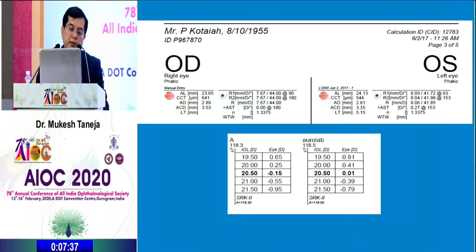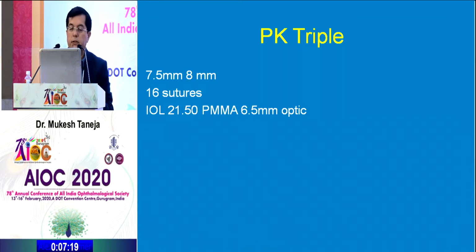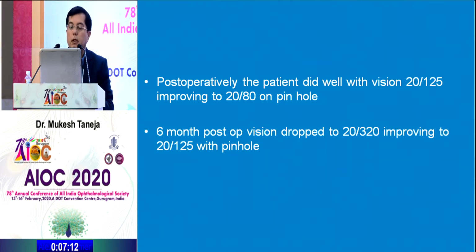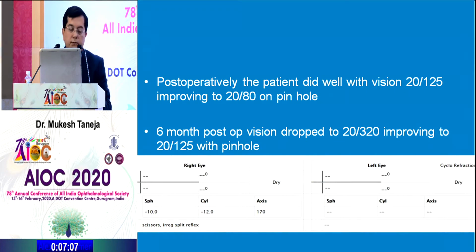So we operated the patient, did a routine biometry for him, and if you see here, the K reading which has been taken for him is a standard K, which is 44 diopters. With that, the IOL power which we were getting was about 21.5, and that was used for the patient. Post-operatively, the patient had good vision, 20 by 125, improving to 20 by 80 with pinhole. 6 months later, the vision dropped to 20 by 30, and this is the refraction which he had: minus 10 sphere and minus 12 cylinder.